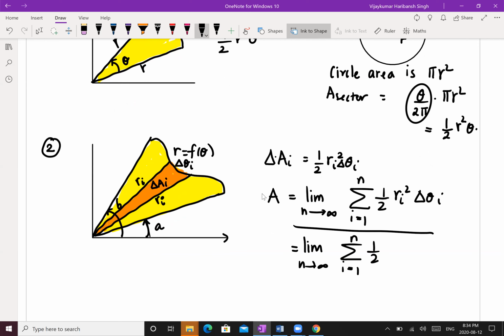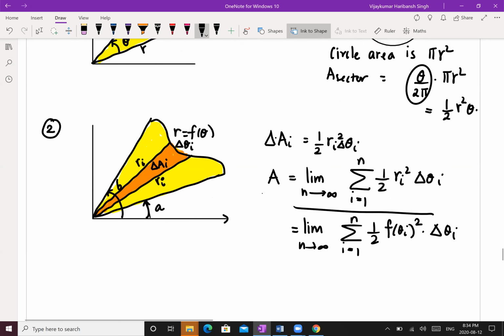Now Ri is basically, you have r equals f of theta. This is how your curve is given, right? Like how you wrote y equals f of x, you have to give a connection between the variables. So in polar coordinates, generally we write r equals f of theta. So Ri will be replaced by f of theta_i, squared, delta theta_i.